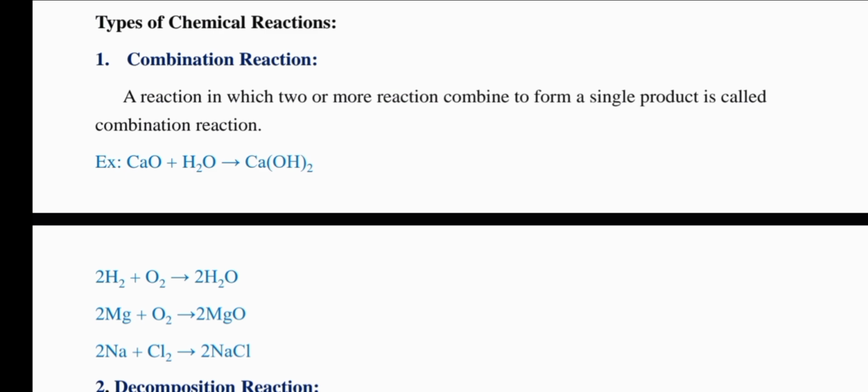Second example, hydrogen reacts with oxygen to give water. Third example, magnesium reacts with oxygen to give magnesium oxide. Fourth example, sodium reacts with chlorine to form sodium chloride.